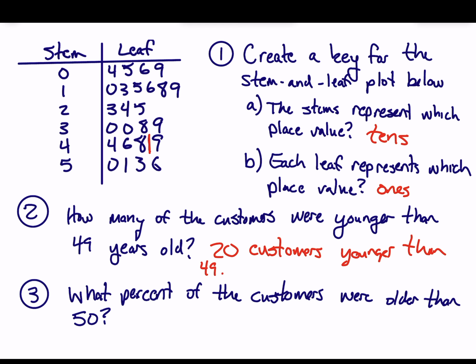And number 3, what percent of customers were older than 50? Well, looking strictly older than 50, we go to 50 in our leaf plot, and there are 1, 2, 3. Well, we want a percentage here, so that's 3 out of the total. Well, how many do we have total? Well, there were 25 total customers. You can count the numbers in the stem and leaf plot to verify that. All of the leaves, there should be 25 total leaves. And 3 out of 25 is 0.12 or 12%.